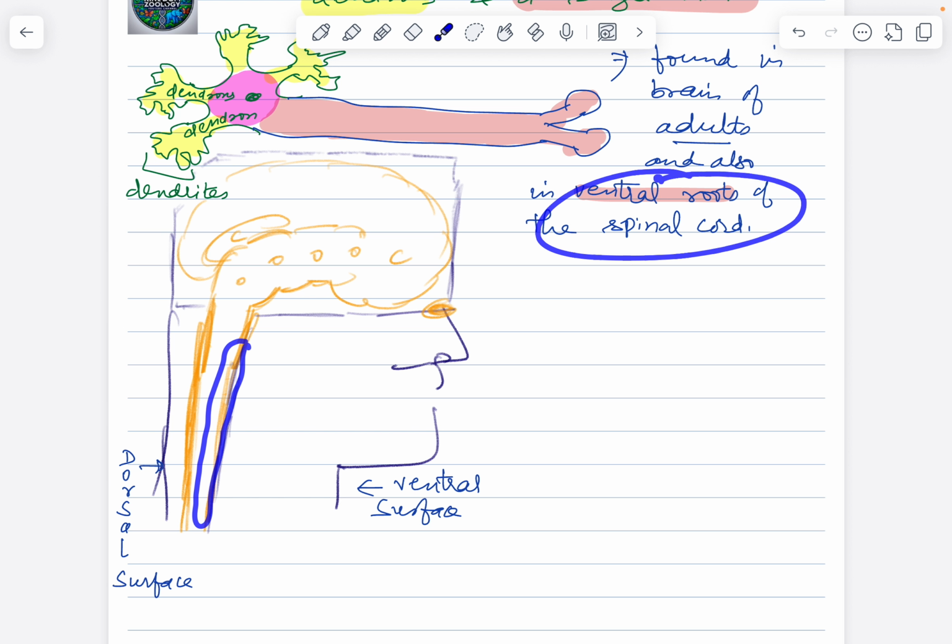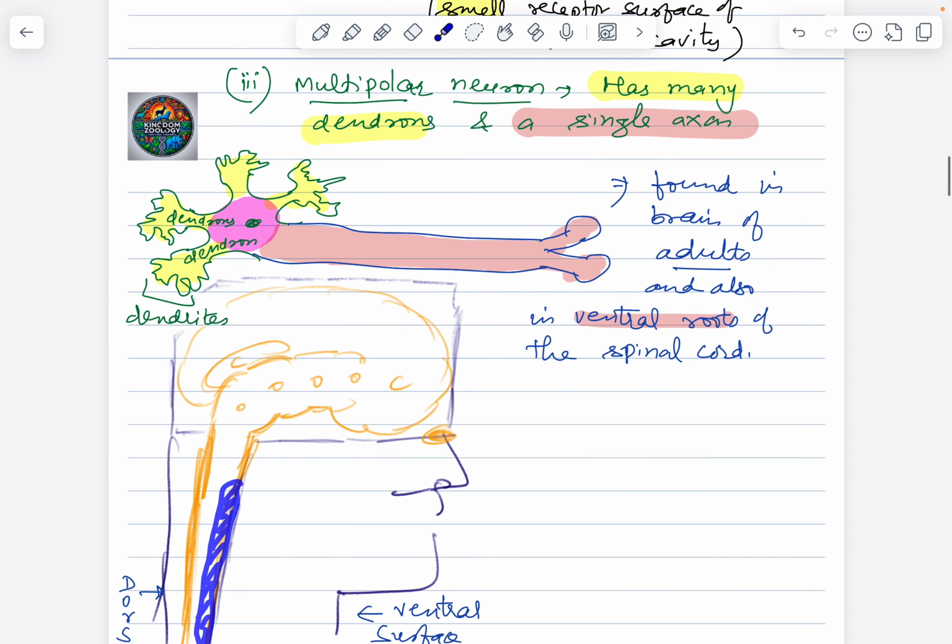But in the spinal cord, the neurons present on the ventral surface of the spinal cord are called ventral roots of the spinal cord. So all the ventral roots of the spinal cord, or all the neurons present on the ventral side of the spinal cord, what are they? Multipolar.